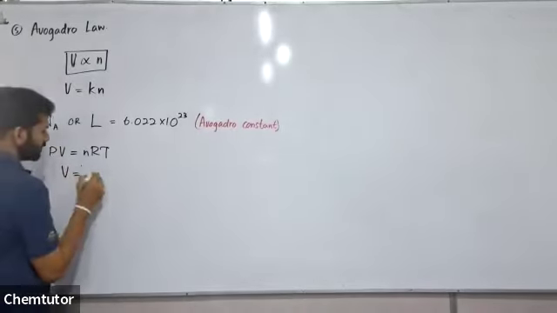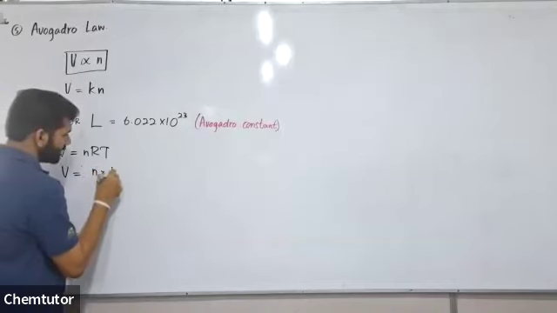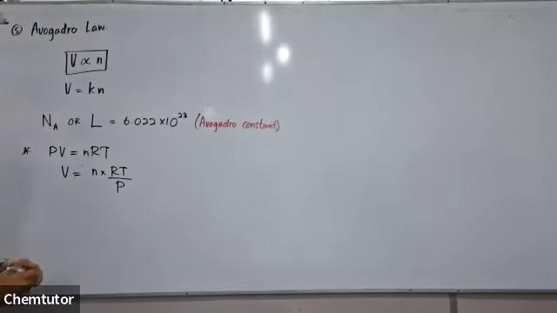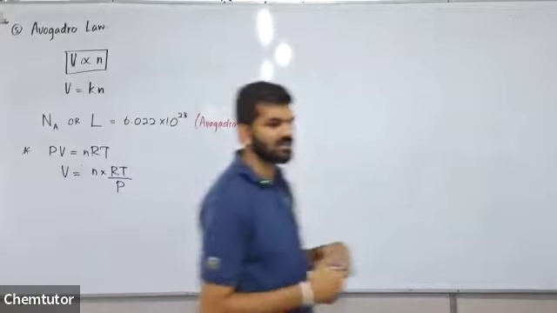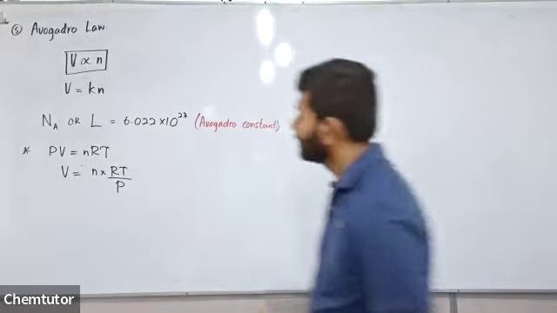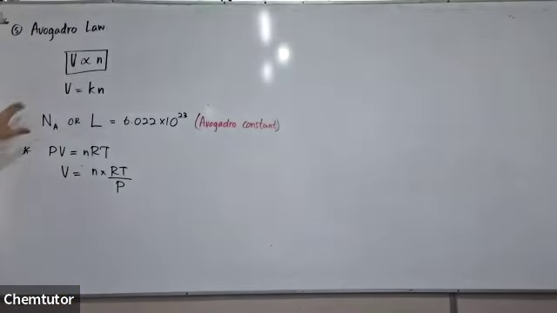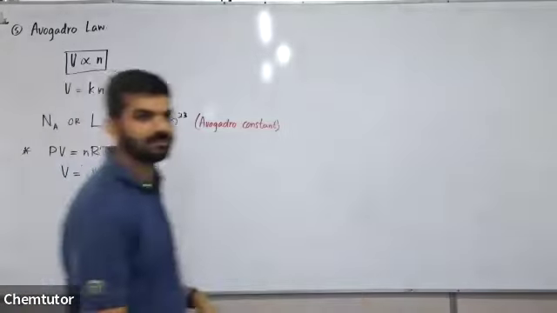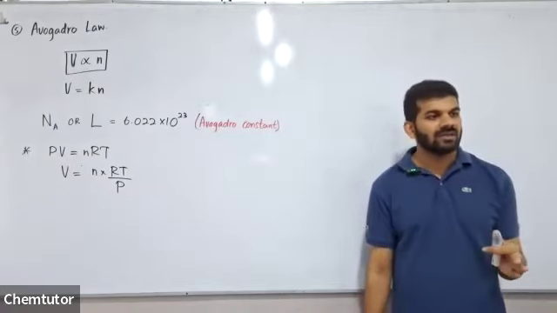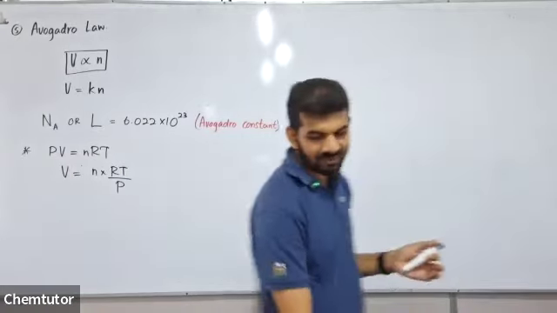So volume equals n times RT over P. n is the number of moles. Now we learned that 1 mole has Avogadro number. Here we have 1 mole, so the number of molecules there will be Avogadro number. Is it clear? In 1 mole of a substance, in 1 mole of a gas, we have Avogadro number of gas molecules.